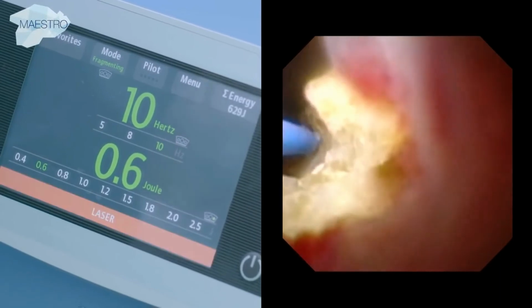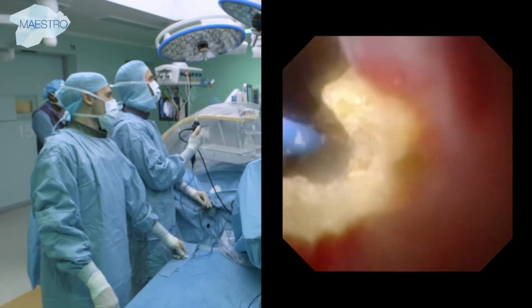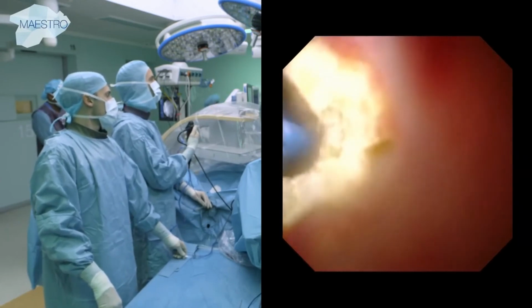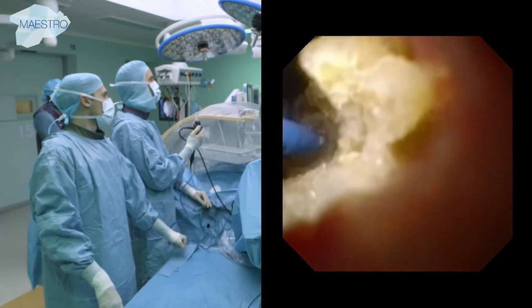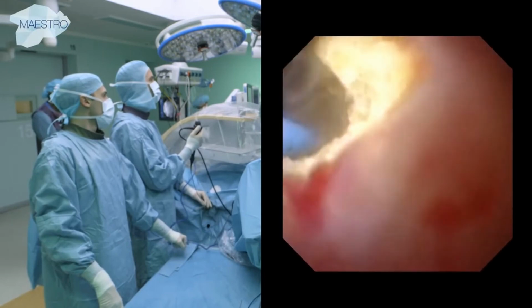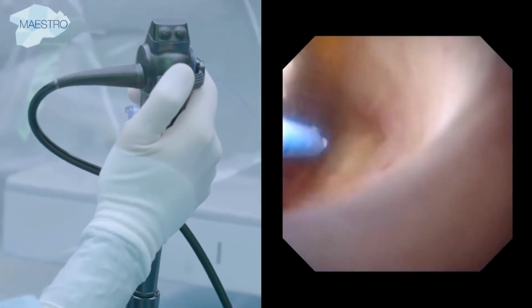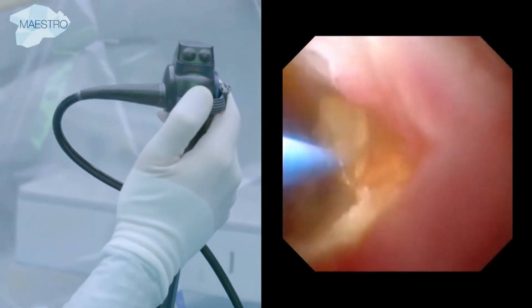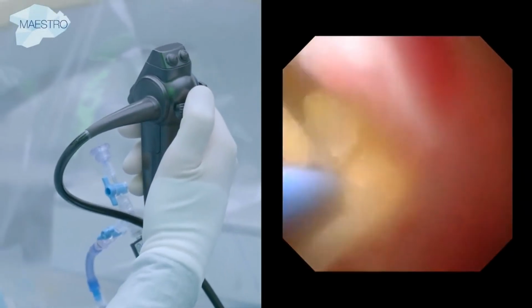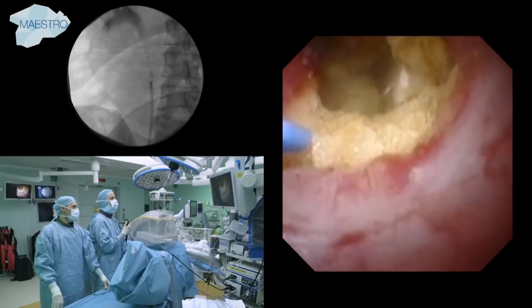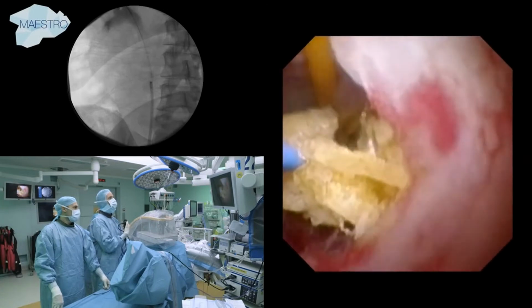The energy setting is based on the needed effect, in this case stone fragmentation, and the resulting effect of the laser energy on each specific stone and location in the urinary tract. In this case, 10 Hz and 0.6 joules are used. Using the tip of the laser fiber, the stone is moved away from the ureteral wall in order to use the laser safely.